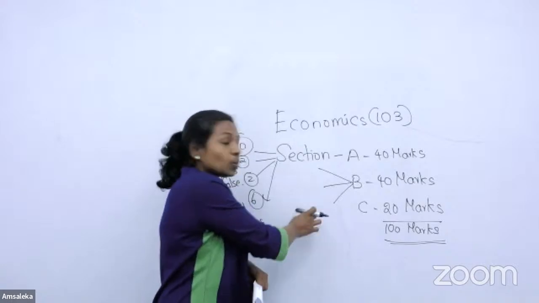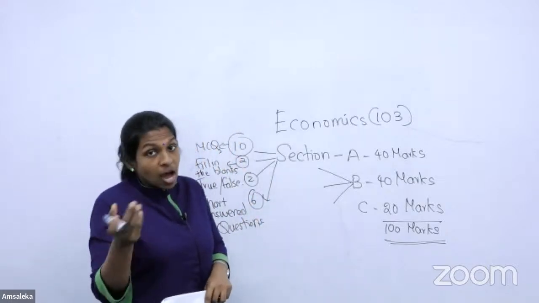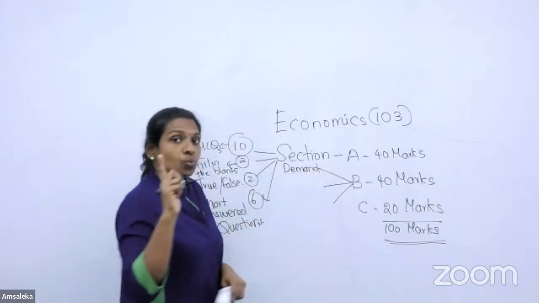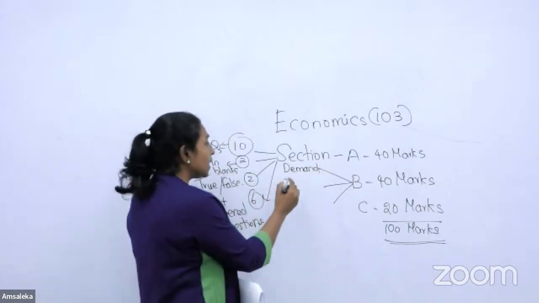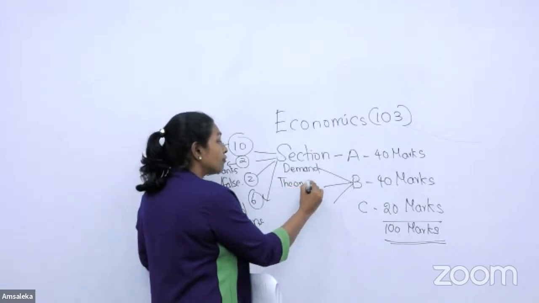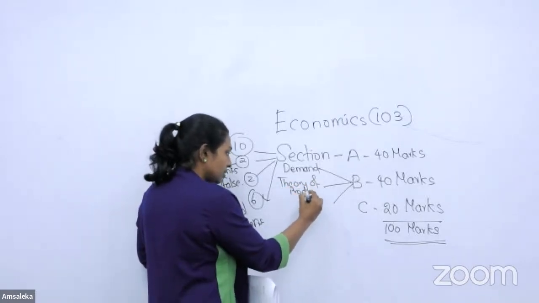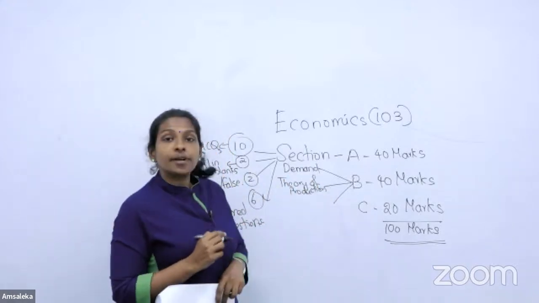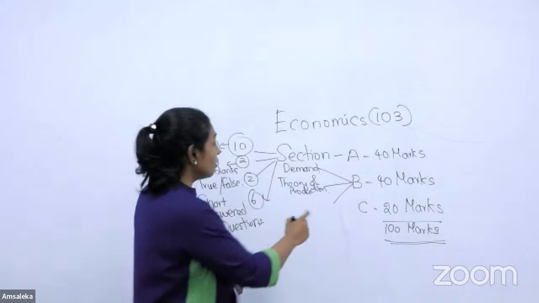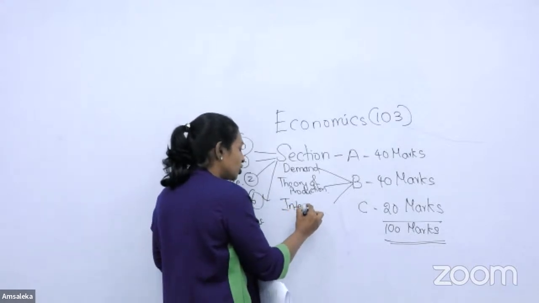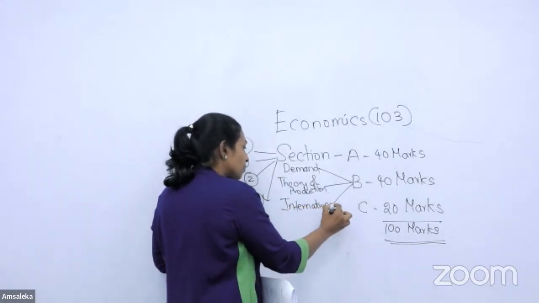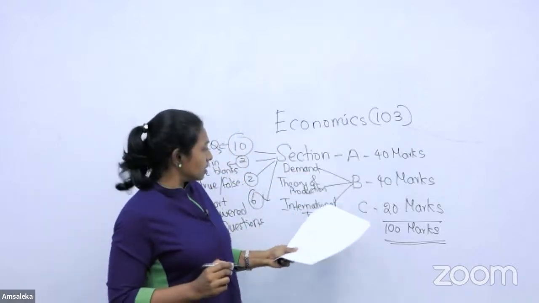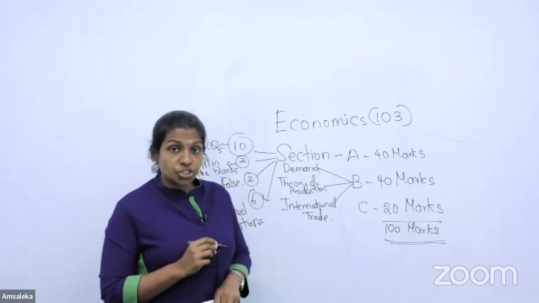Here there are 3 questions I am going to share with you. One I selected from demand and supply. Another question I selected from theory of production, the calculation part. Another one is international trade, the calculation part. These 3 calculation parts I'm going to share with you today.